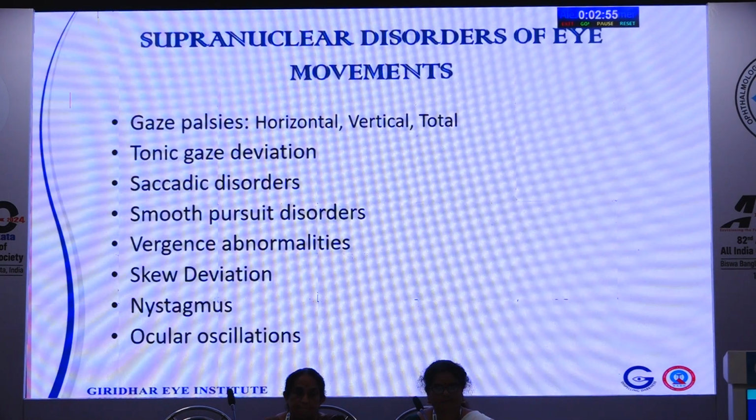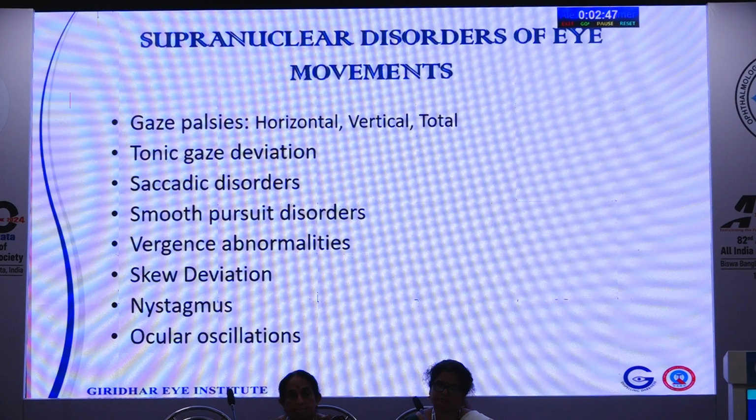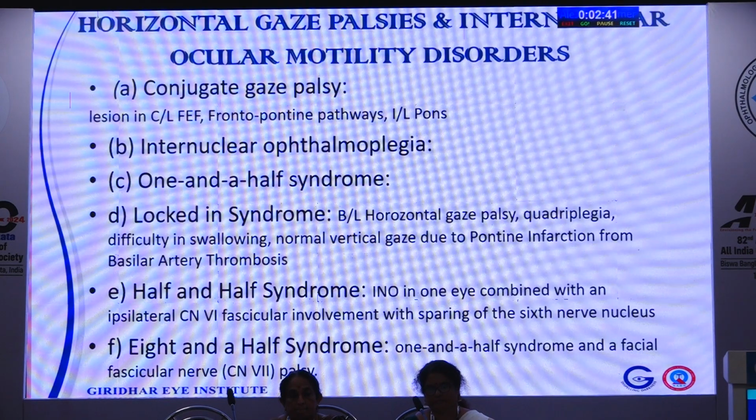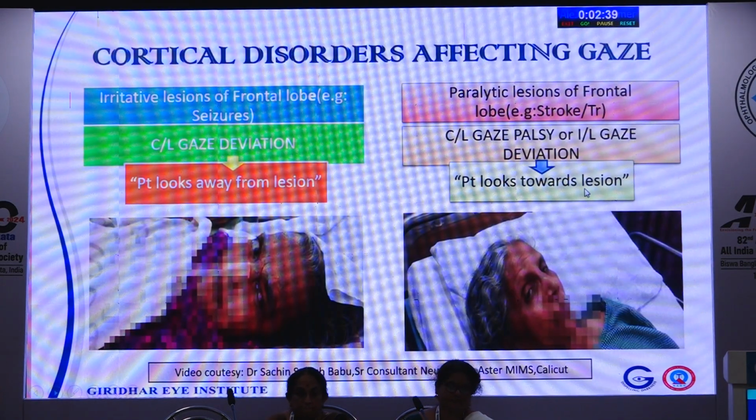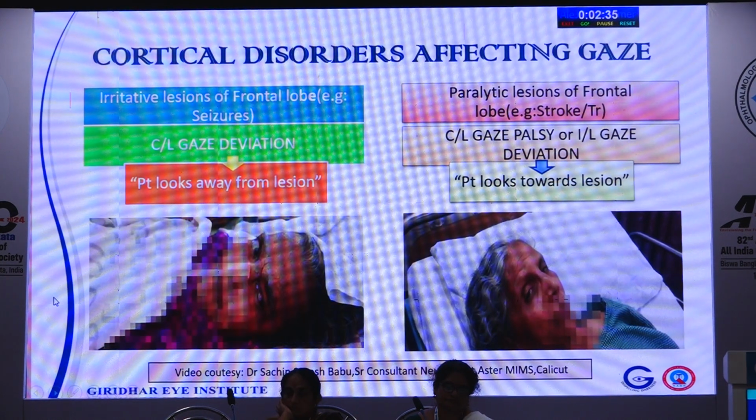So let's come to some of these disorders. Basically, supranuclear lesions will produce gaze palsies, gaze deviations, saccadic pursuit disorders, vergence abnormalities, skew deviations, nystagmus, and ocular oscillations. I won't go into all of them, I'll just touch upon a few. Some of you will be asked to look into these when you have a multi-speciality practice. So let's look at this.